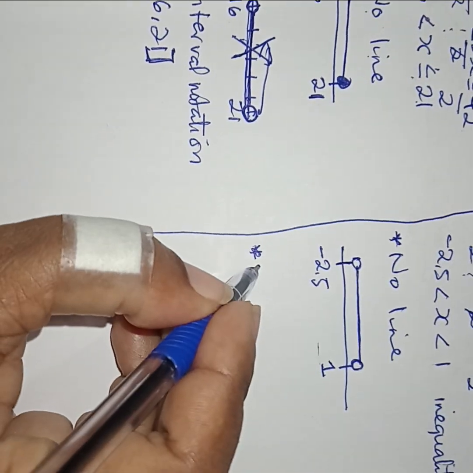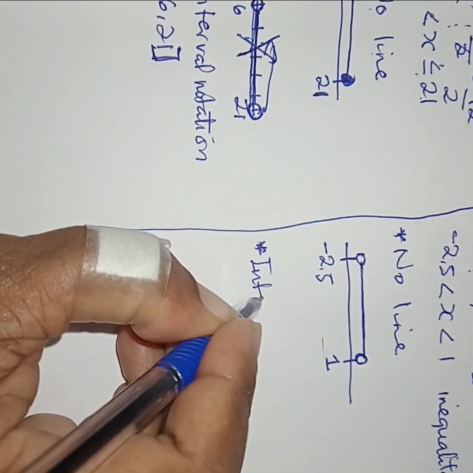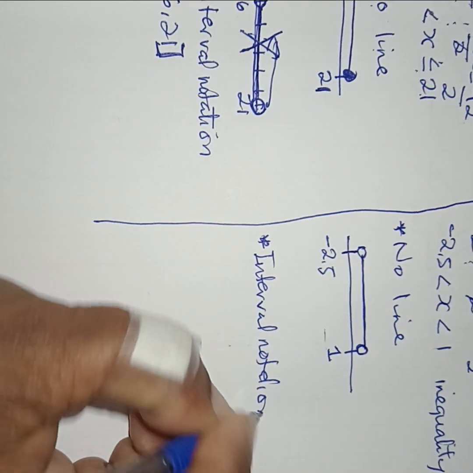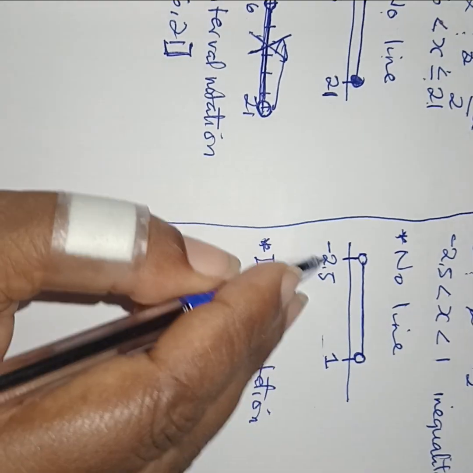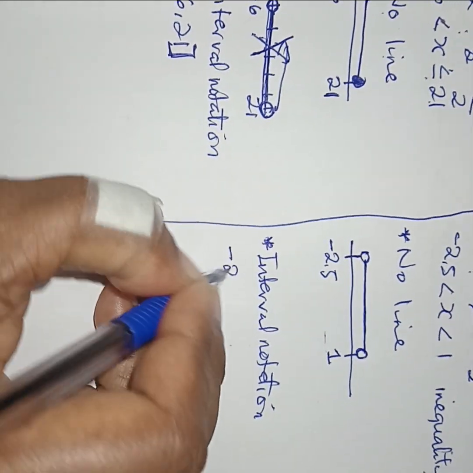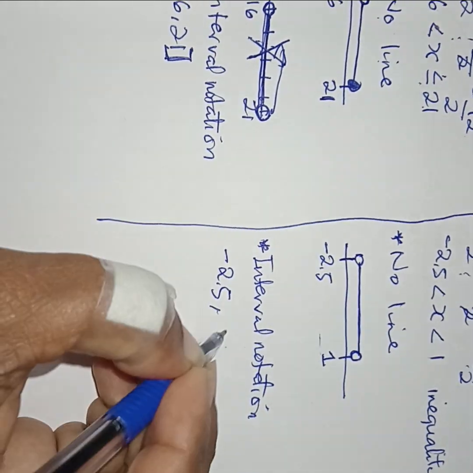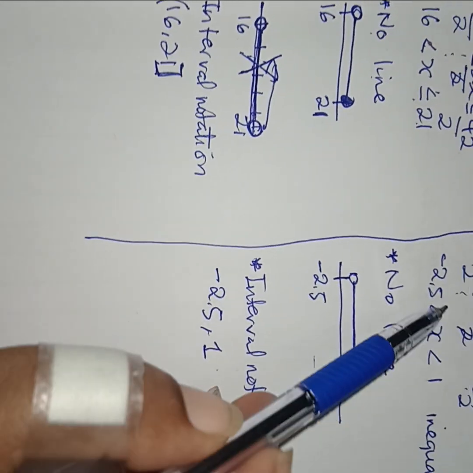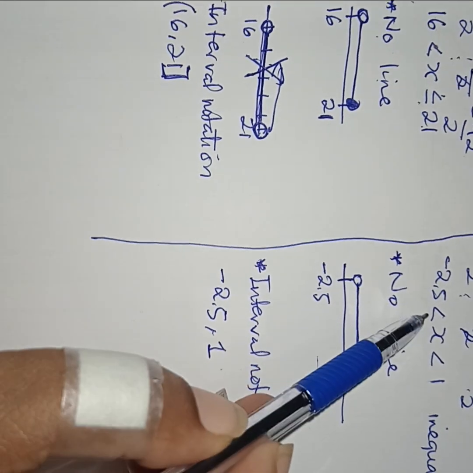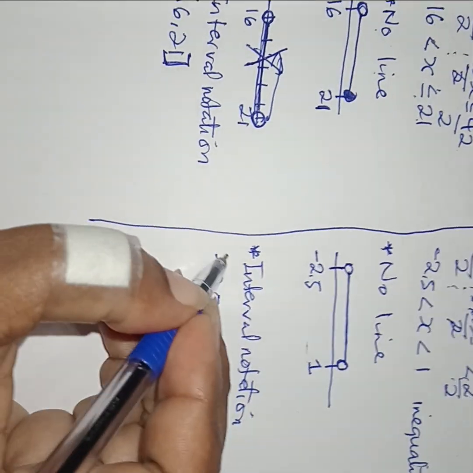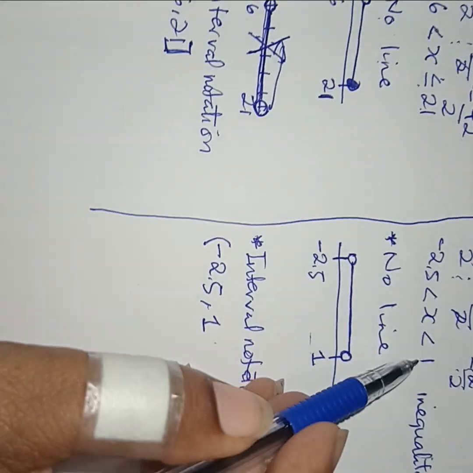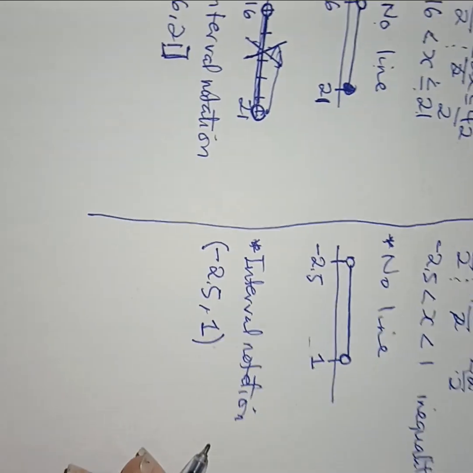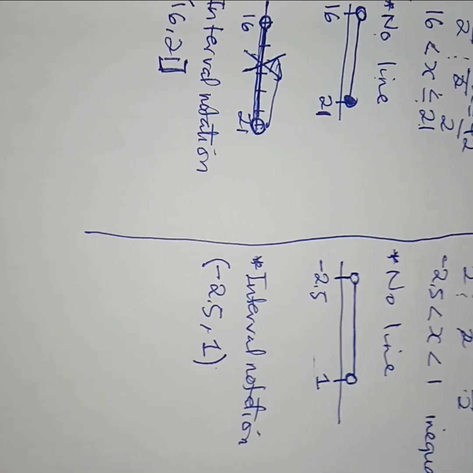Let's put this in the interval notation. Okay, we have our lowest x value and our highest x value, and we close them up with brackets. Negative 2.5 is not equal to x, so we use a round bracket. 1 is also not equal to x, so again we use a round bracket. And this is it.